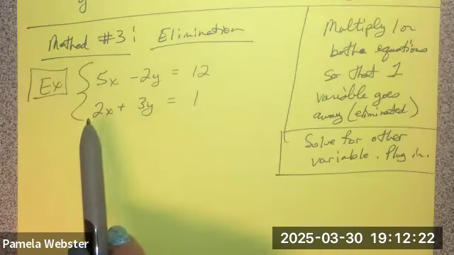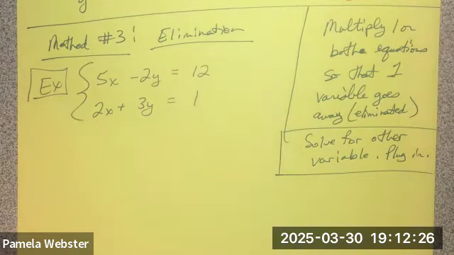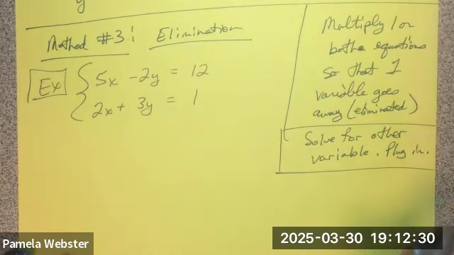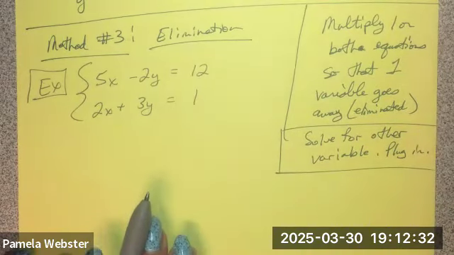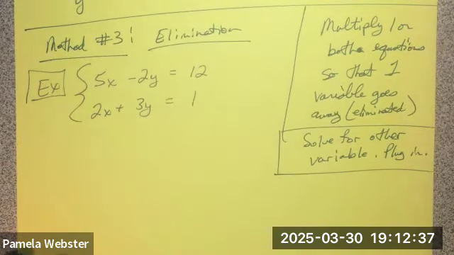Same thing here for the second equation. These 2 and 3 are prime numbers. They don't go into each other. So they're mutually exclusive, so to speak, except for 1. They have 1 as a common factor. That doesn't help me. Okay. But elimination works so nicely here, okay?